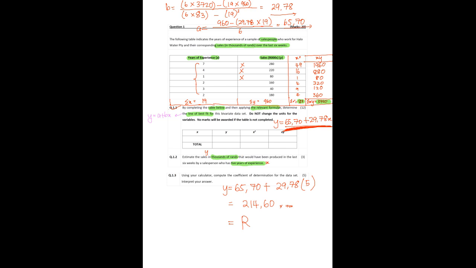Again, you don't need to write this out. This times 1,000, you don't need to write that out. You will then simply multiply it by the 1,000 and that will give you 214,600 rand. So the estimated sales then is 214,600 rand. Okay, so that's question 1.2 for 3 marks. And then question 1.3 is exactly the same as it was on the previous page as well. It is calculating the coefficient of determination on your calculators and then interpreting your answer.